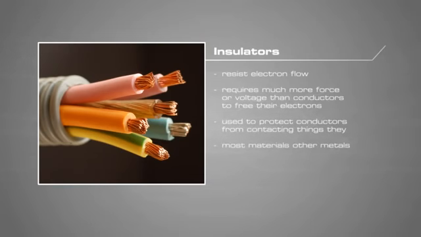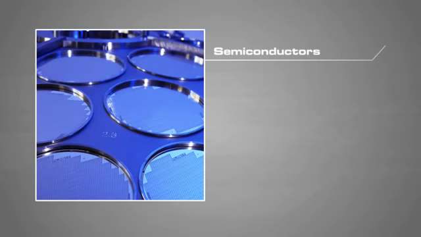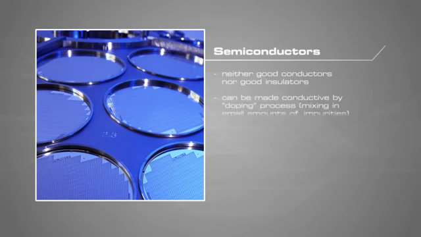Most materials other than metals are insulators. Plastic, glass, and rubber are commonly used good insulators. Semiconductors are elements that are unique in that they are neither good conductors nor good insulators. This characteristic can be advantageous.